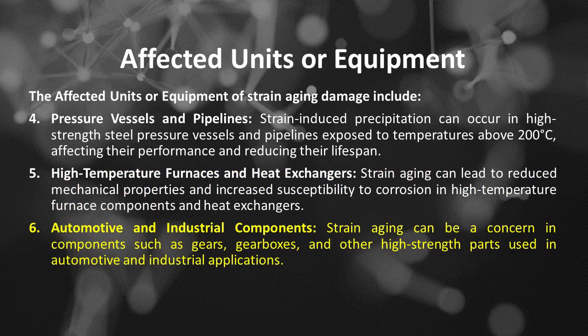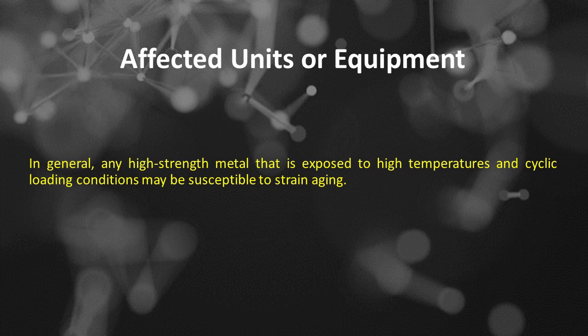Number 6 is automotive and industrial components. Strain aging can be a concern in components such as gears, gearboxes, and other high-strength parts used in automotive and industrial applications. In general, any high-strength metal that is exposed to high temperatures and cyclic loading conditions may be susceptible to strain aging.